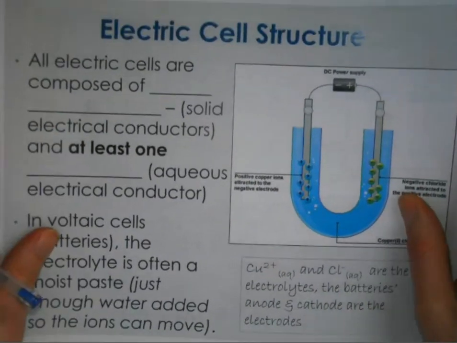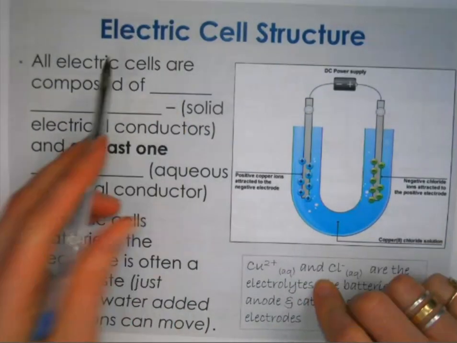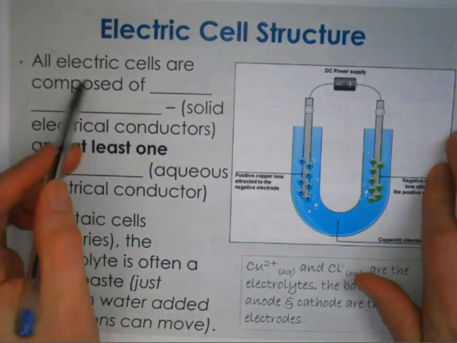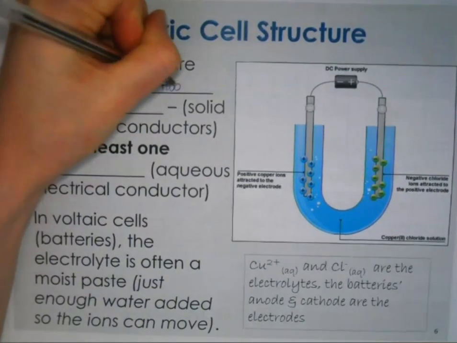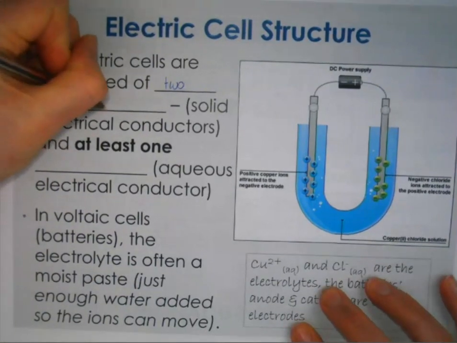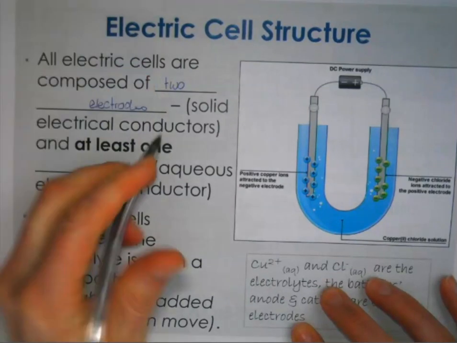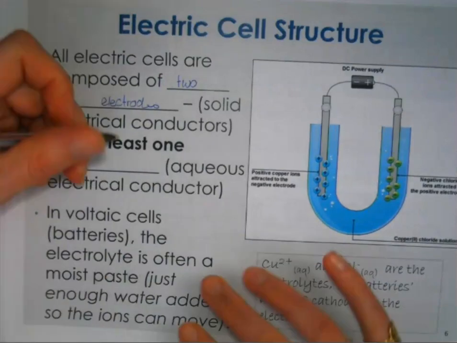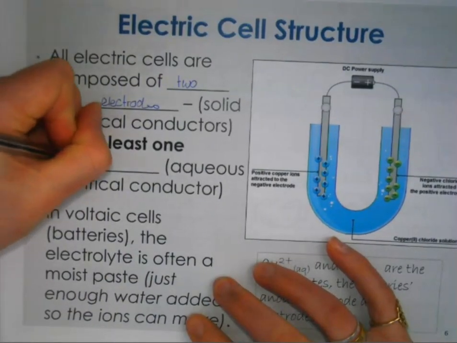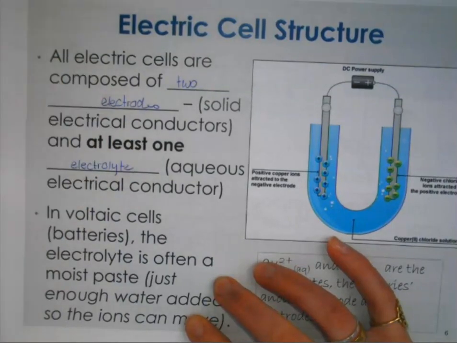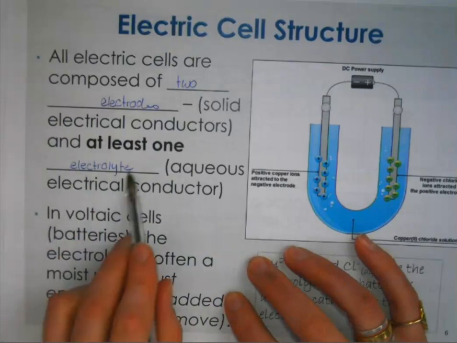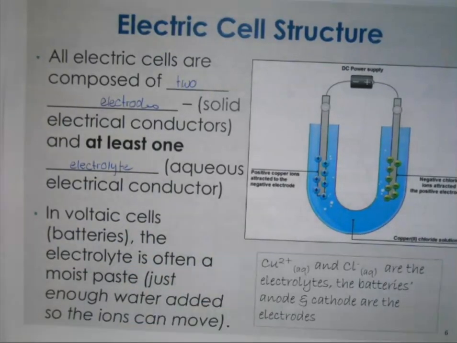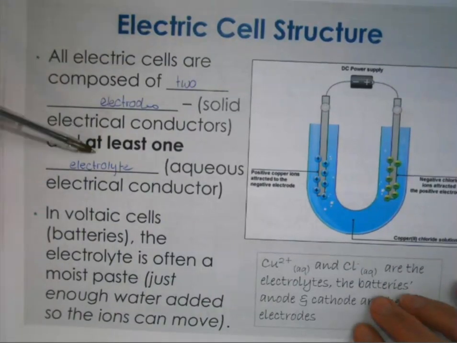But first of all, we're going to look at just some of the basics of cells, and then we're going to look at voltaic cells, so that will come a little bit later. So electric cell structure in general, this applies to both types of cells. All electric cells are composed of two electrodes. And those are solid electrical conductors and at least one electrolyte. Just think back to remembering some of your vocab there. We looked a little bit at electrolytes in redox reactions. So remember that these are aqueous electrical conductors. This is going to be ions basically that allow a charge to move in solution. Okay, so two important components here, the solid electrodes and the aqueous ions.